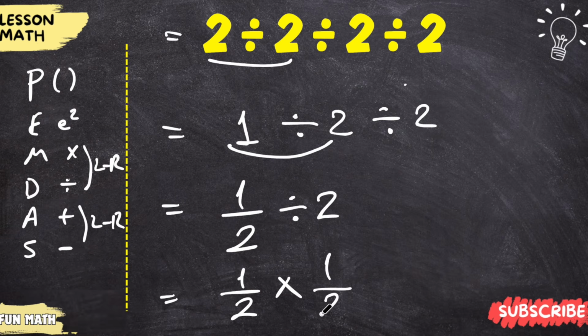Now we can multiply. 1 times 1 equals 1. 2 times 2 equals 4. The answer to our question is the fraction 1 over 4. Congratulations if you got the answer right.